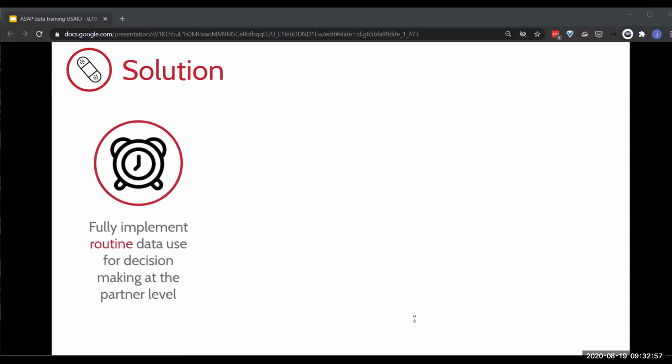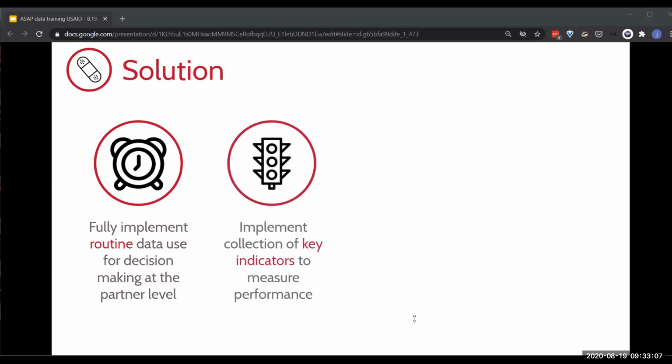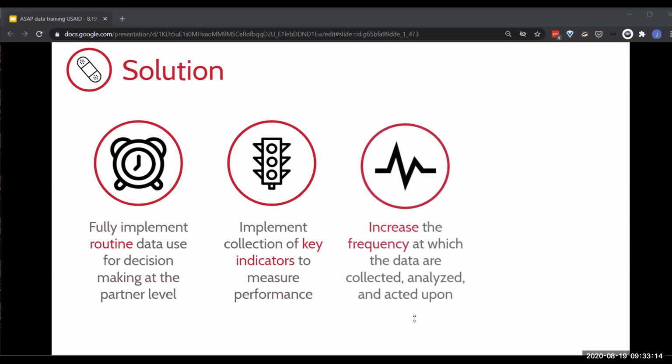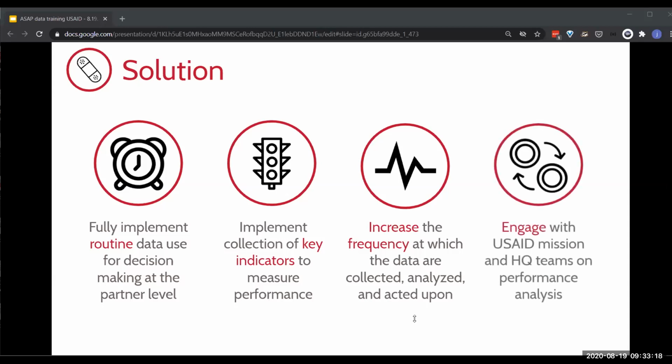So the solution is we wanted to stand up a system that implemented routine data use for decision-making at the partner level, so that's you. We limited it to some key indicators that we thought would help measure performance, but we wanted to increase the frequency. And then finally, we were hoping that this would drive greater engagement between the implementing partners and the mission, and help everyone improve program performance.